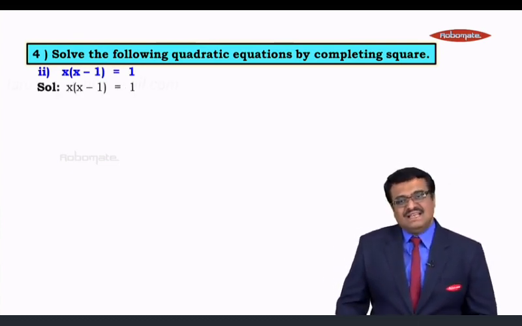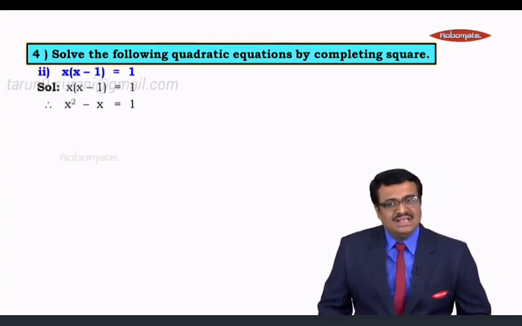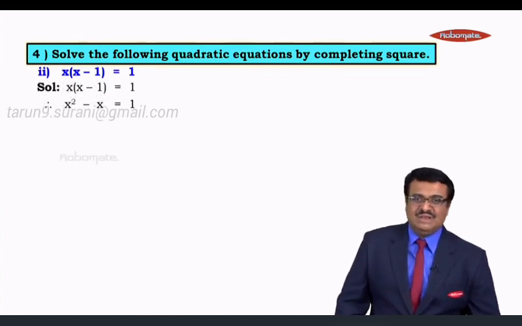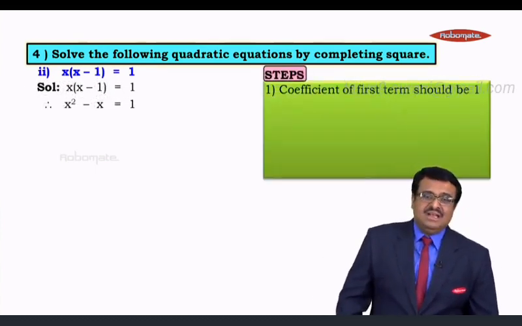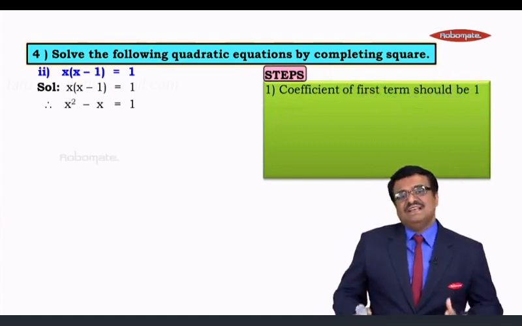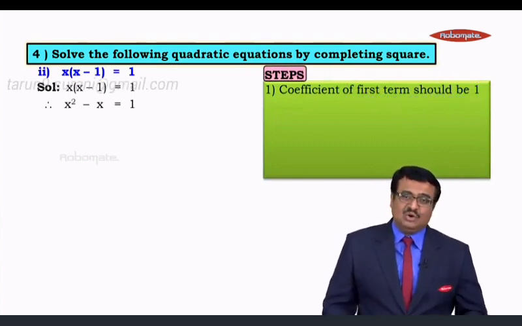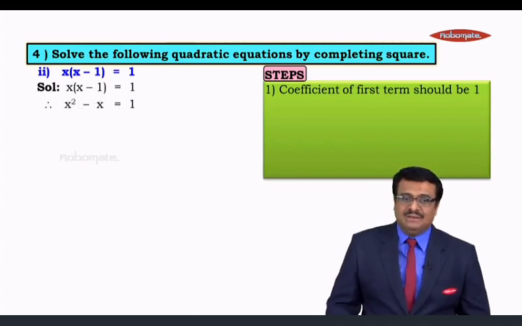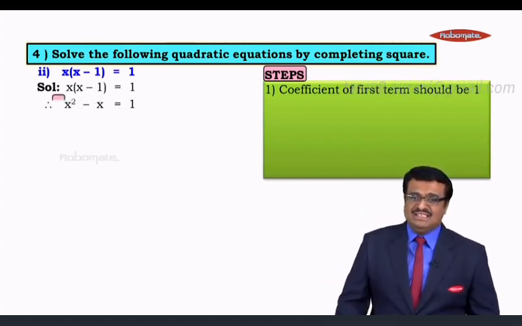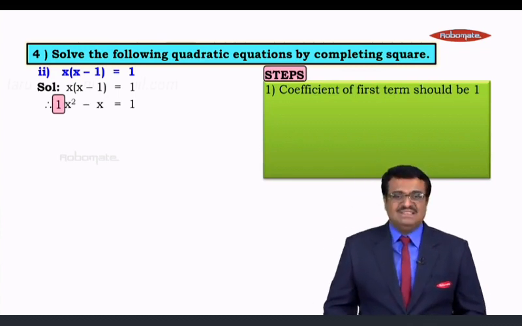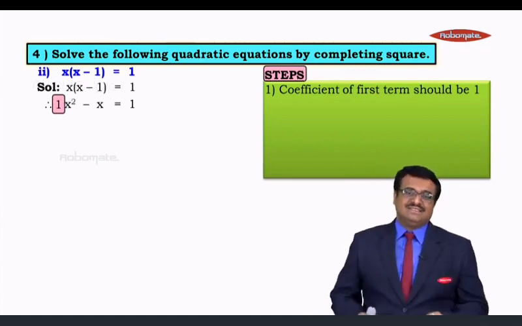Now this equation x into x minus 1 is equal to 1. The first step, let us open the brackets. So we get x square minus x is equal to 1. Now the steps for completing the squares. The first step, the coefficient of the square term should be 1. Square term means x square. Coefficient of x square should be 1. Is it 1? Yes, nothing is there means it is 1. So first step is ready-made done for us.